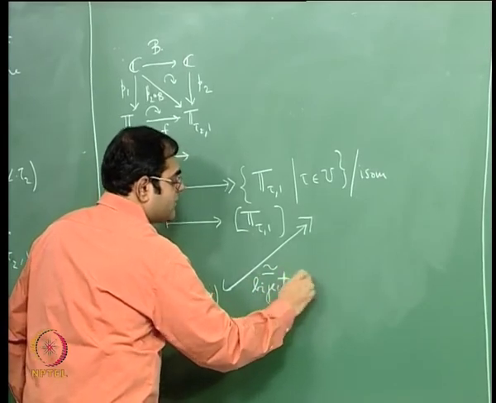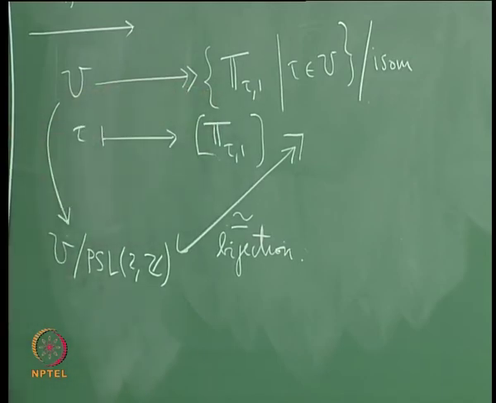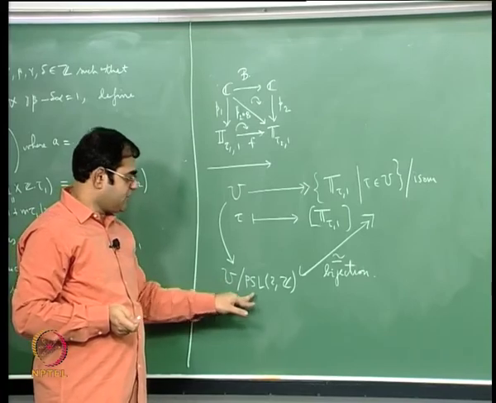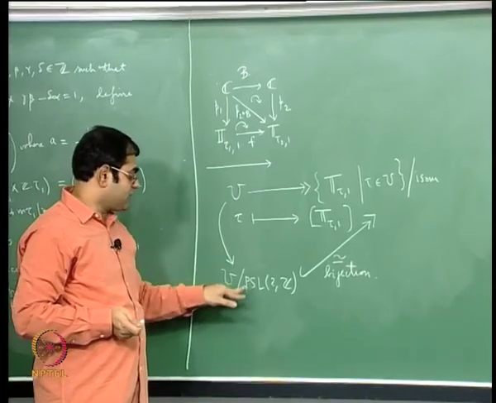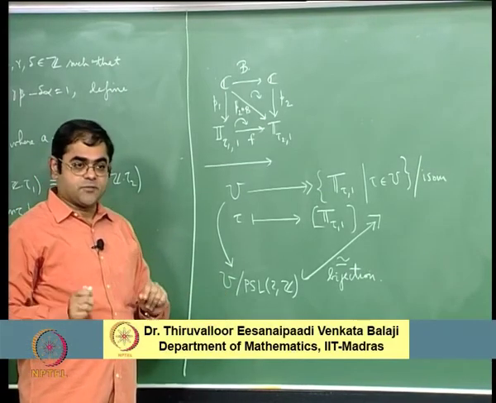So you see, this completes the proof of the fact that the set of holomorphic isomorphism classes of complex tori is bijective to this set, namely the set of orbits of PSL2Z in U, okay. So this is the first part of the story.